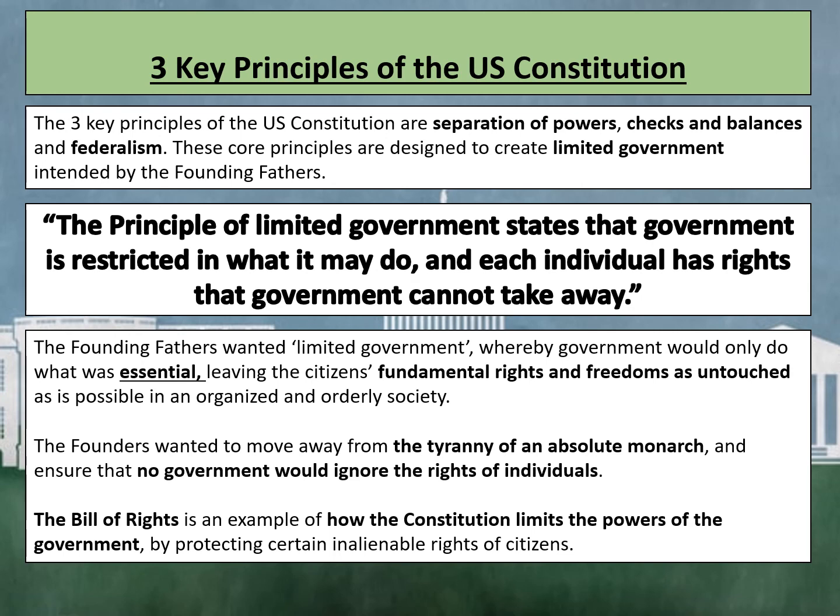The Founders wanted to move away from the tyranny of an absolute monarch and ensure that no government would ignore the rights of individuals. The Bill of Rights is an example of how the Constitution limits the power of the government by protecting certain inalienable rights of citizens.